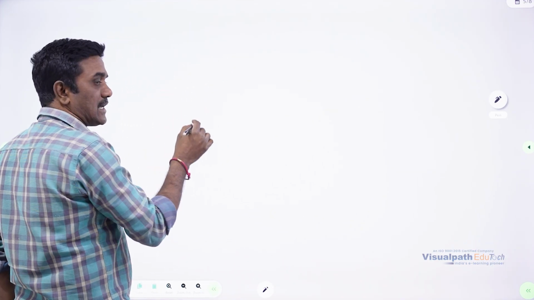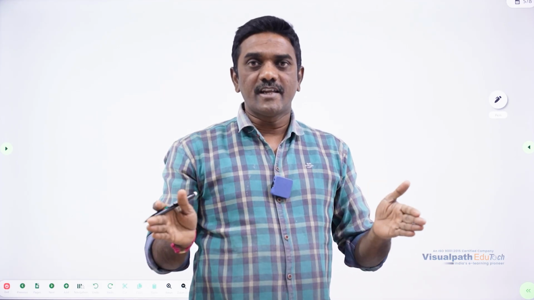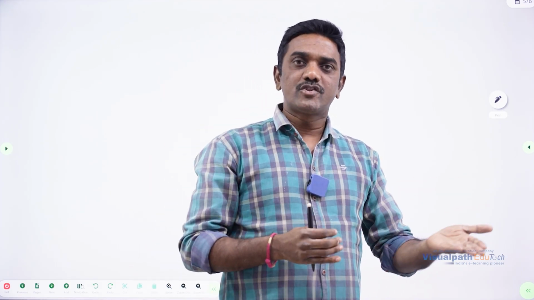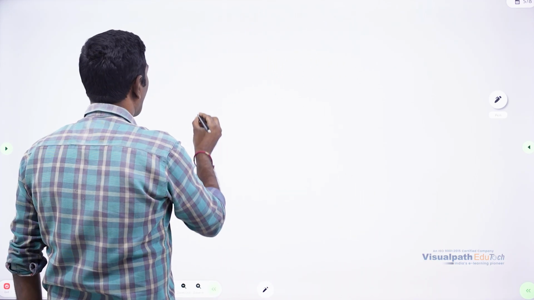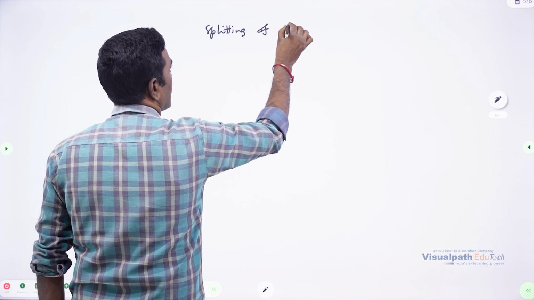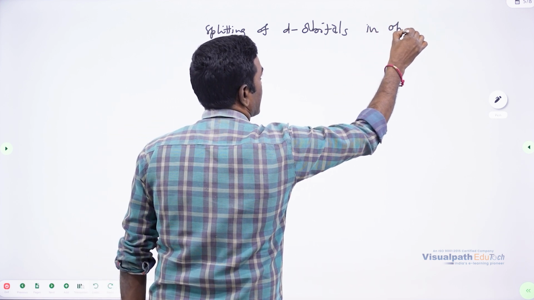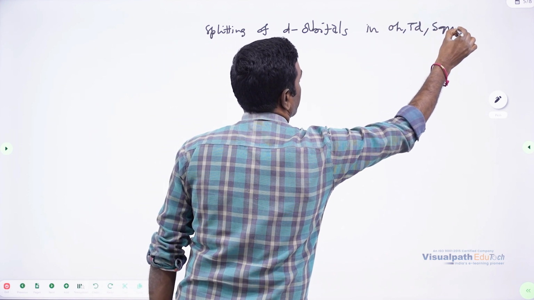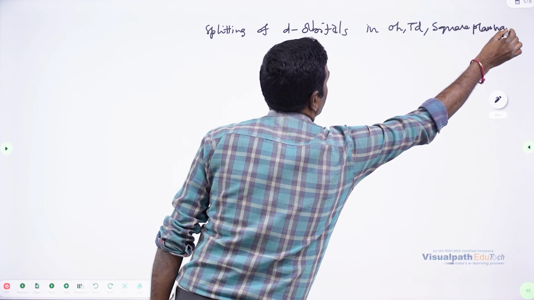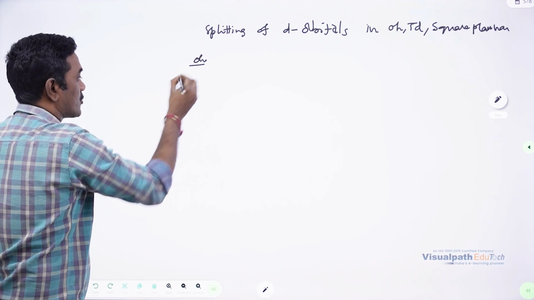Here what we have to note, now I am going to compare the splitting pattern of octahedral, tetrahedral and square planar. Why? Because we have discussed all these three, right? Which is having high splitting, which is having low splitting, which is having minimum splitting or average splitting. We must compare with the diagrams. Now I am going to compare the splitting of d orbitals in octahedral, tetrahedral and square planar, and the comparison also. Already we have discussed the splitting in octahedral.